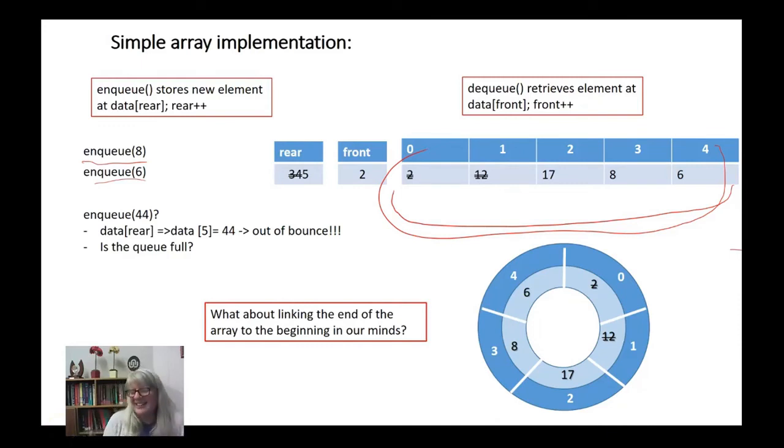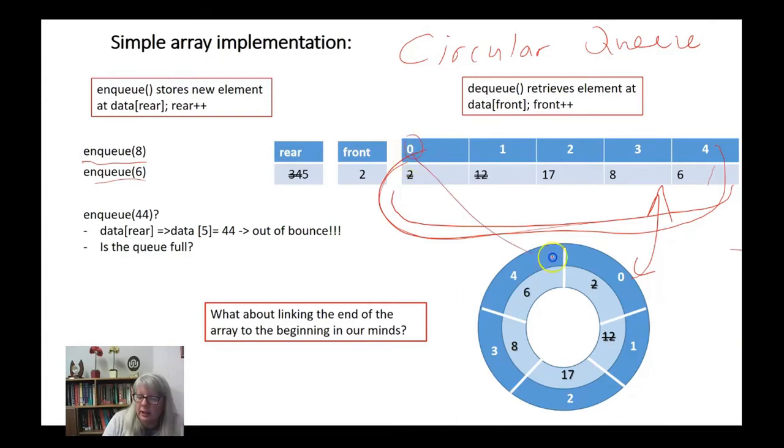So let's link the ends so that we have what we call a circular queue implementation. Have a look if you can connect these two diagrams. Can you? Yes, I did a bit of PowerPoint magic. There is position 0, position 1, 2, 3 and 4. They create a conceptual idea of a circular queue.